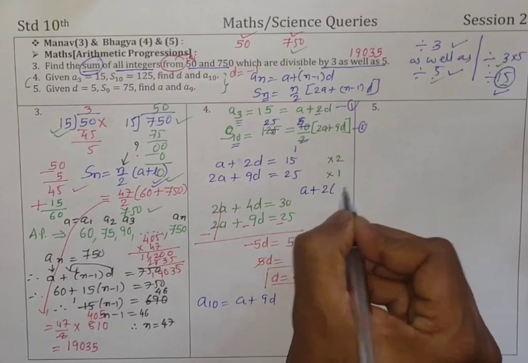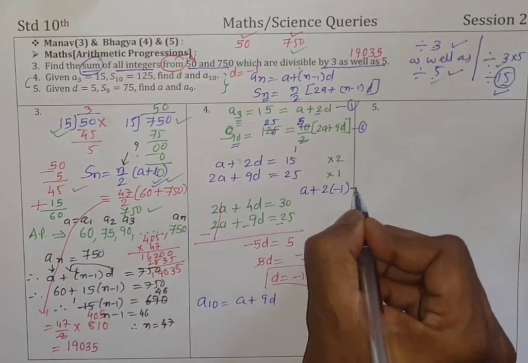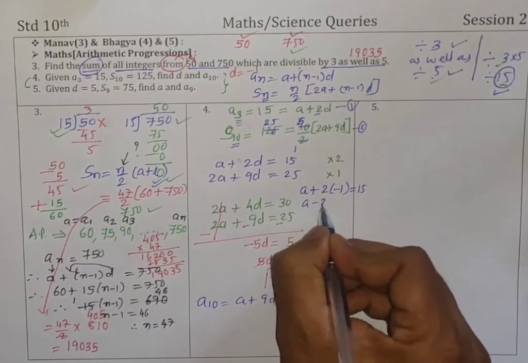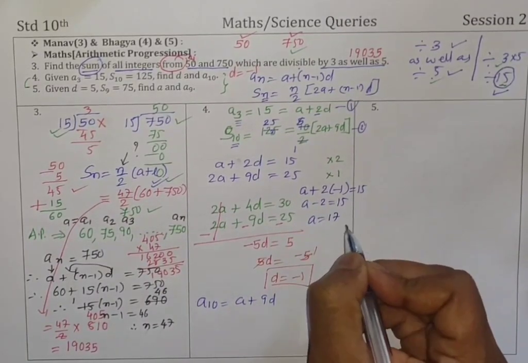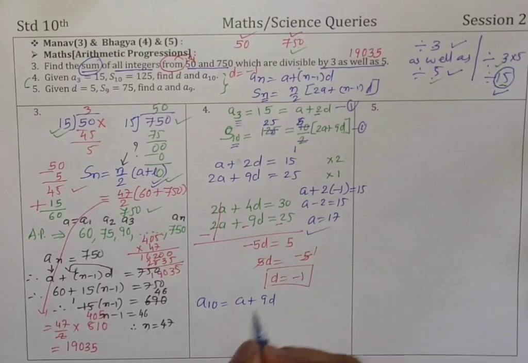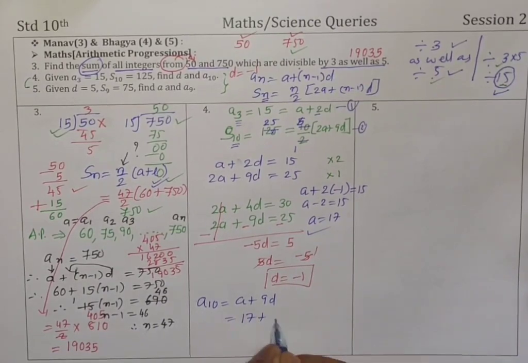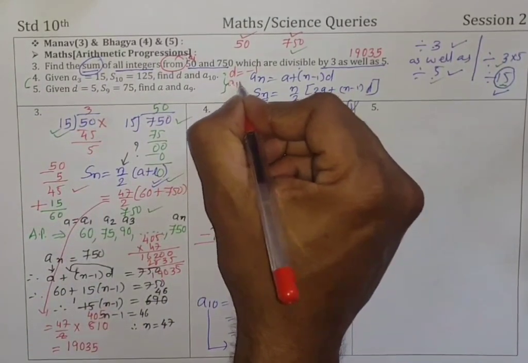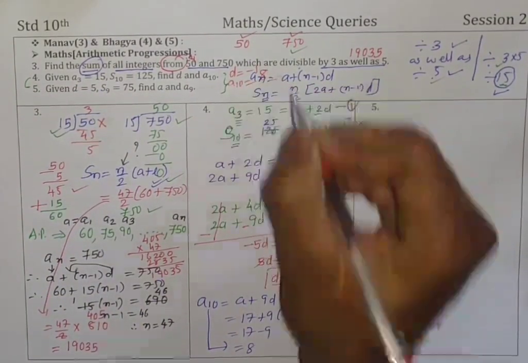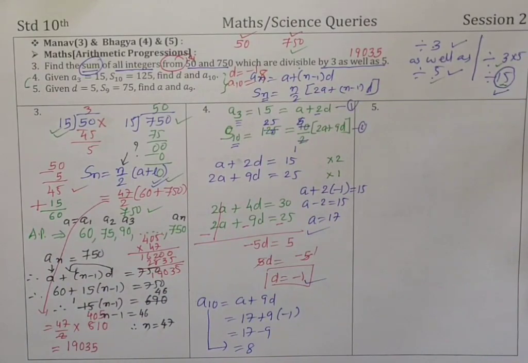A plus 2 into D, that is minus 1, is 15. So A minus 2 is 15. Therefore A is 15 plus 2, that is 17. So we got that too. So A is 17, plus 9 into D, which is minus 1. So that is 17 minus 9, and that is 8. So the 10th term, A10, is 8. Correct? Understood now? Sure? Okay.